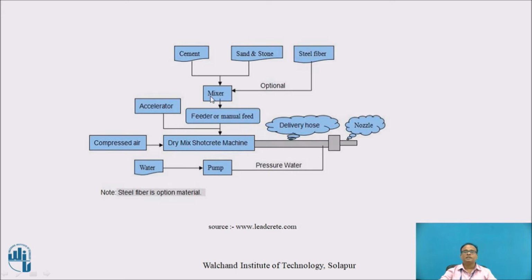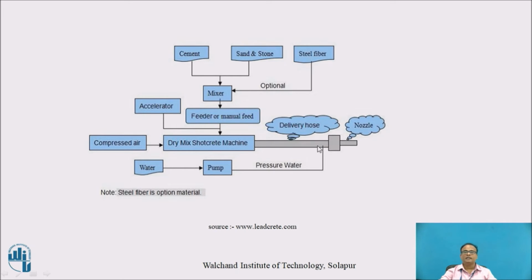So that can be mixed here in a mixer, and then it is going to the feeder end. You can accelerate this work by using accelerators. This dry mix shotcrete machine is going to be supplied to the delivery hose, and this can be done by compressed air, which applies the pressure to pass this material at the hose end with a sufficient velocity.